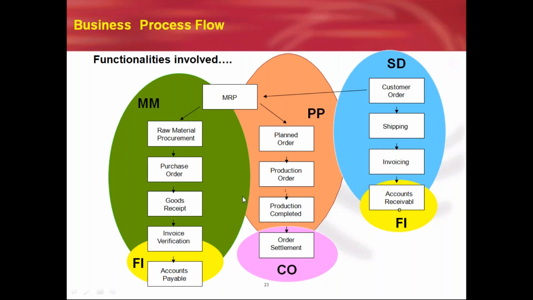Then issue to production department, internal production operations, production process goes on. Produce the finished material. Then after checking the quality of the finished material, ship the material because we already have the customer sales order. Against the order, you ship the material, invoicing, and accounts receivables. So this is the total SD flow.